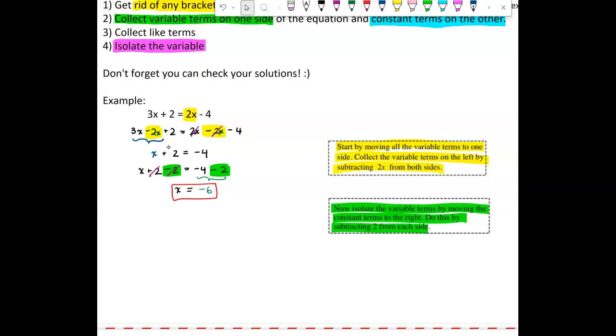On the other hand, for the positive 2 that's on the left side, we want to bring it to the right side so that it's away from our variable so we can isolate it. So a positive 2 on this side means we're going to subtract the 2. Those two terms are the same value, opposite operation, so they cancel out. And then we have negative 4 minus 2, so x is equal to negative 6.